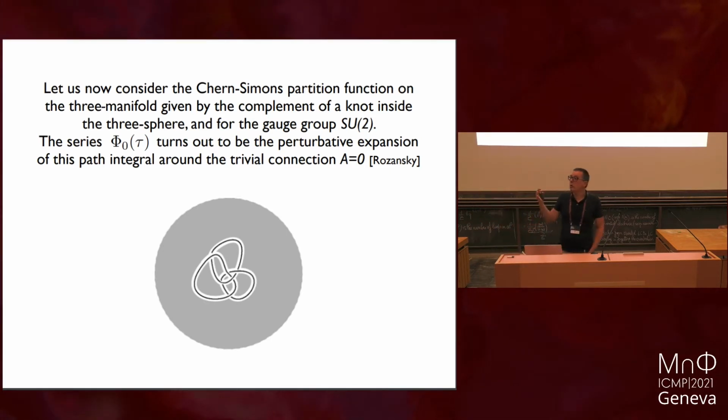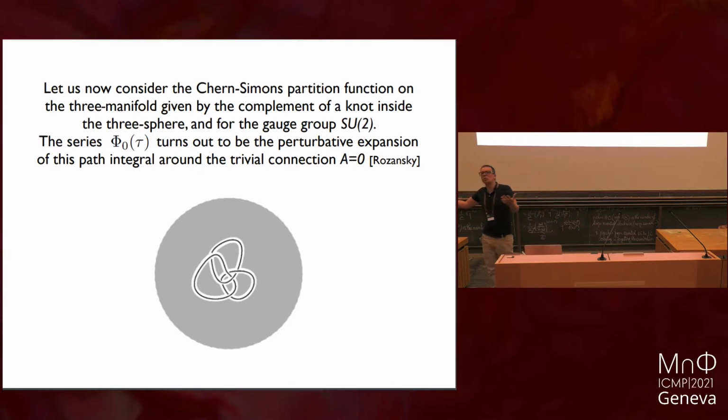But what is the context in which you have to do this path integral? Remember that this theory is defined by a gauge group and a manifold M. And once you have defined the gauge group and your manifold M, this path integral is formally well defined, and you can do perturbative expansions around critical points. So in order to recover phi 0, what you have to do is to choose your gauge group to be SU2, and your 3 manifold is going to be the complement of your knot inside the 3 sphere.